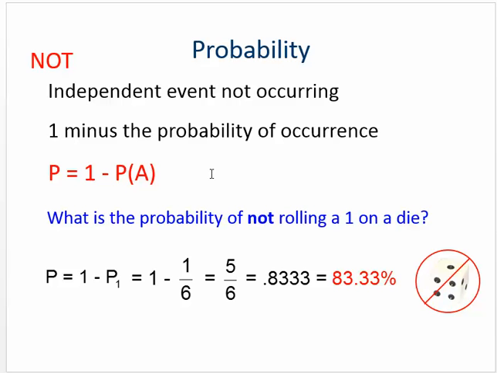All right. So the way we end up finding probability of this is it's 1 minus the probability of that event actually happening. Well, rolling a 1 on a die is going to happen one time out of 6. So it's 1 minus 1/6, which is 5/6, or 83% of the time, you're going to roll a die and it's not going to be a 1.